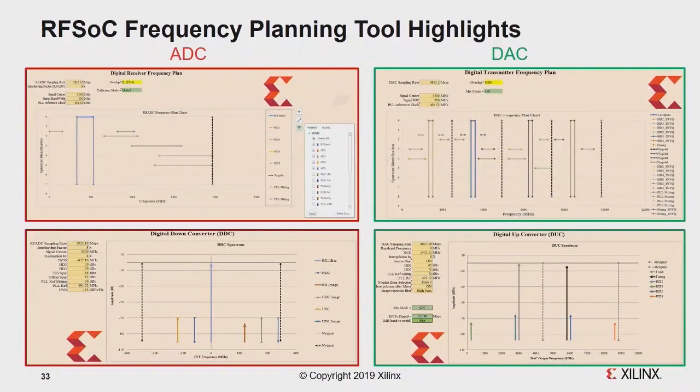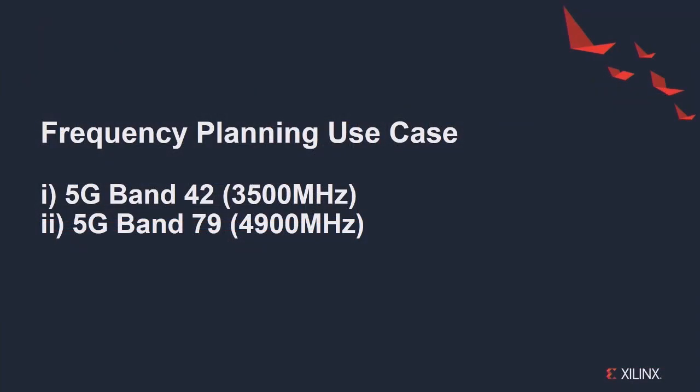When you download our RFSoC frequency planning tool, there are 4 major windows. The first one is the ADC frequency planning, and then we have the digital down converter, DDC, for the ADC. And then for the DAC, we have the DAC frequency planning, and then the DUC, digital up converter, simulation tools. Here we will present two cases for the 5G system: one is for band 42, one is band 79, 3.5 gig and 4.9 gig.